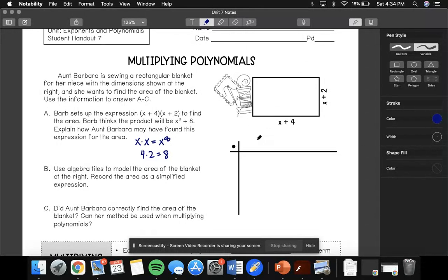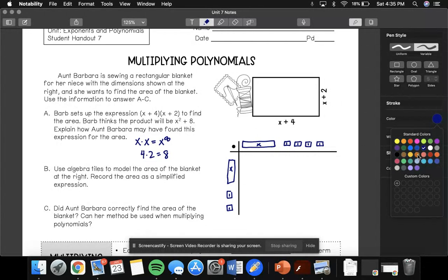So we are going to write x plus 4 right up here. Okay, and so I'm going to use algebra tiles. So we're going to use an x bar, and then we're going to use 4 little ones. All right, now I'm going to do x plus 2 right here. So I'm going to put an x bar, and then I'm going to do 2 little ones as well. Okay. Now we are just going to multiply these together.